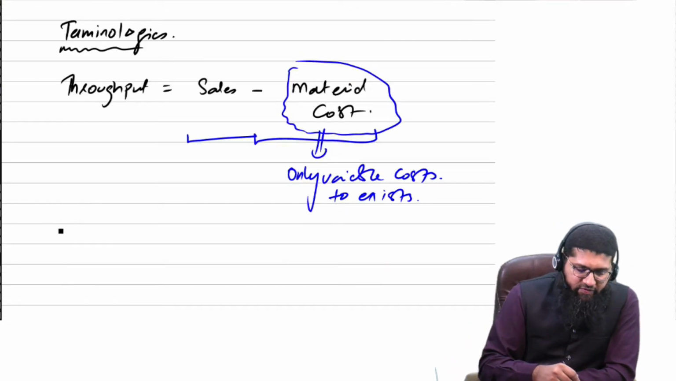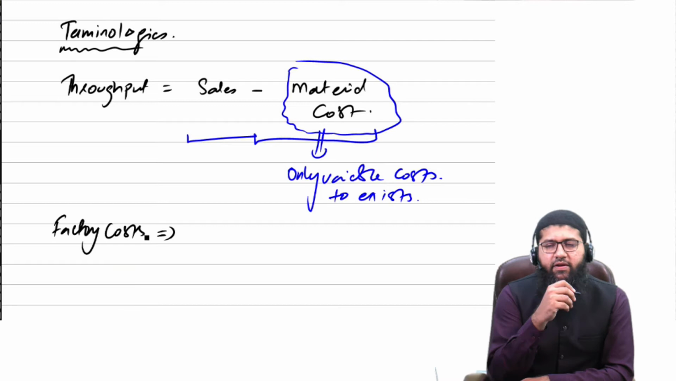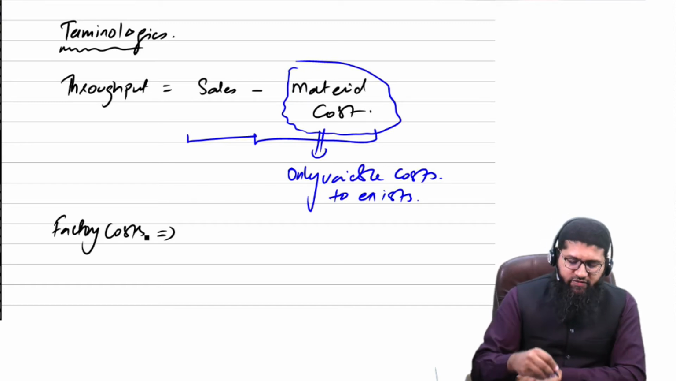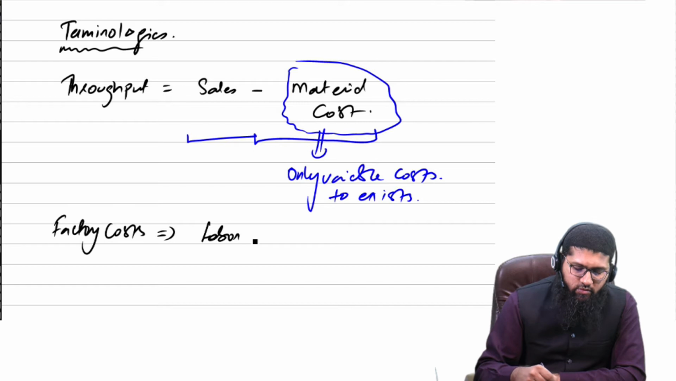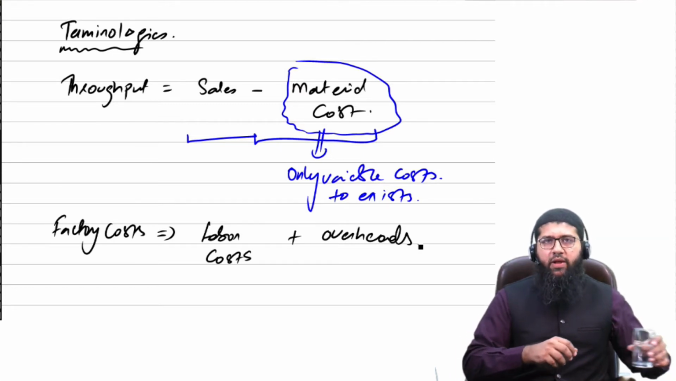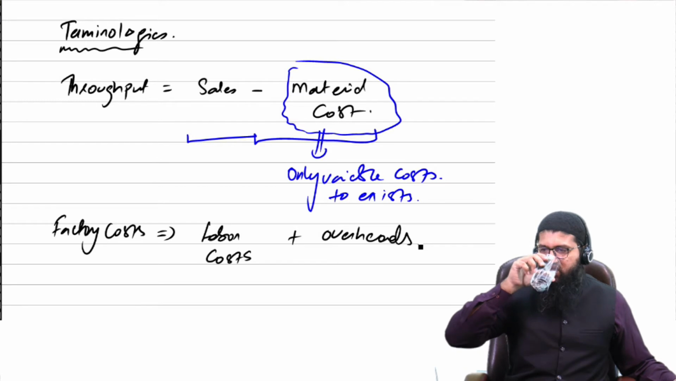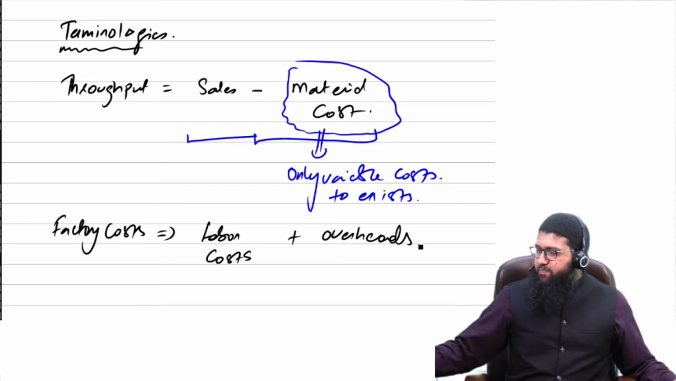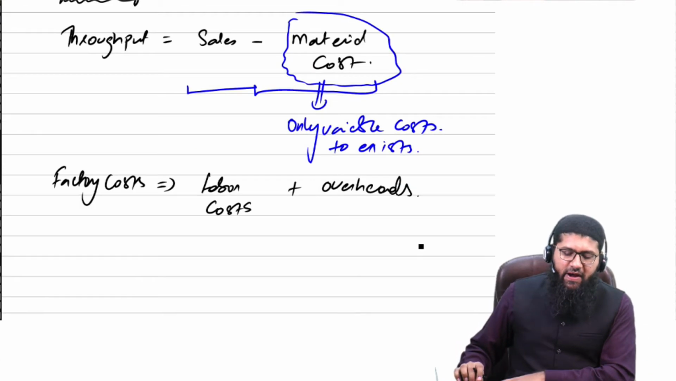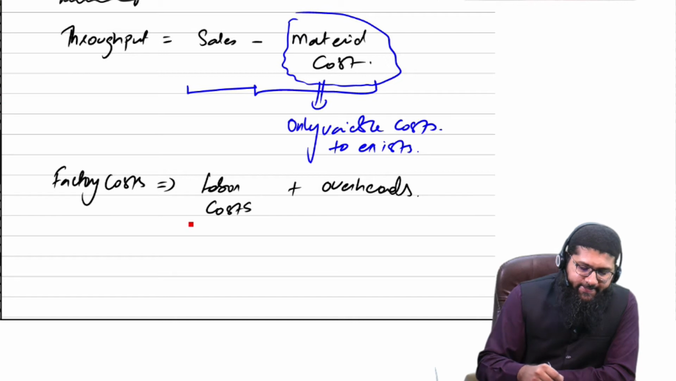Then there is another terminology which is called the factory cost. Now, what exactly do you mean by the factory cost? The factory cost actually means the labor cost plus overheads. Your labor cost plus the overheads, that is considered to be the factory cost.